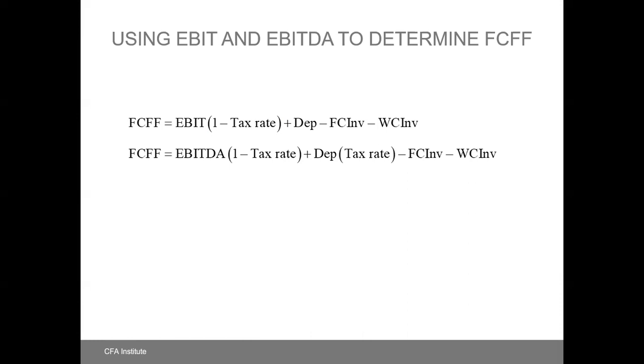So here you see that we are taking the free cash flow to the firm in a way after tax, earnings before interest and taxes, and we are adding back the depreciation, and we are again subtracting the investment in fixed capital and investment in working capital. Now, alternatively, what can we do? We can take the after tax EBITDA and we can take the depreciation tax shield and we adjust the investment in fixed capital and investment in working capital.